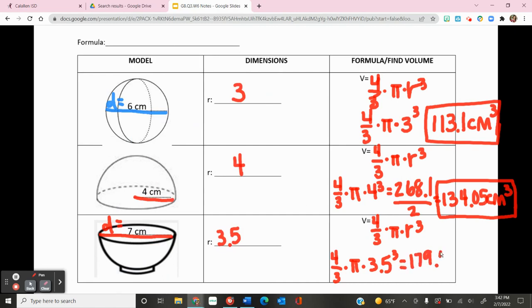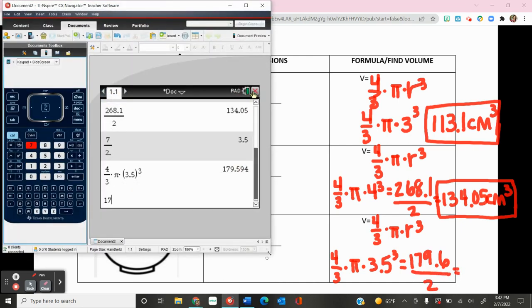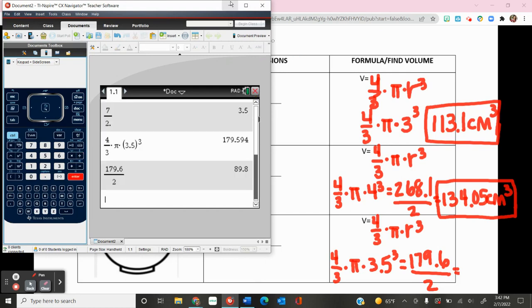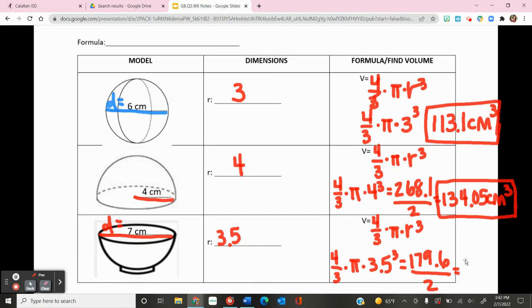But since this is a hemisphere, we still have to divide this number by 2. So 179.6 divided by 2, we get 89.8. So here, the volume of this hemisphere is 89.8 centimeters cubed. And that is the volume for this hemisphere.